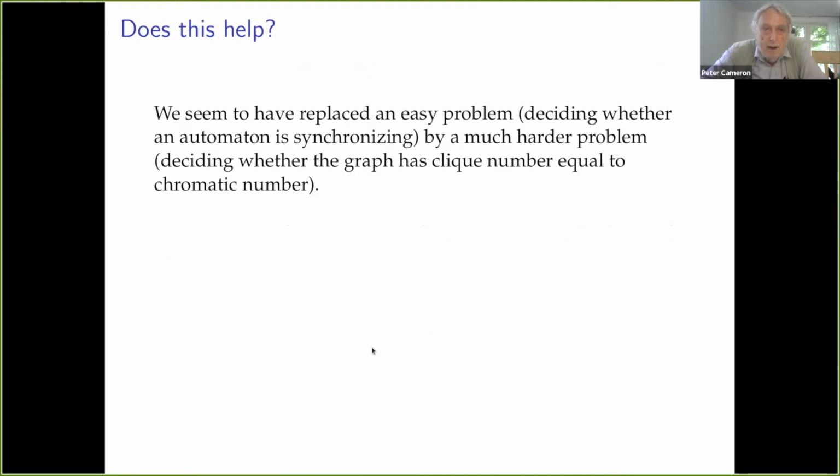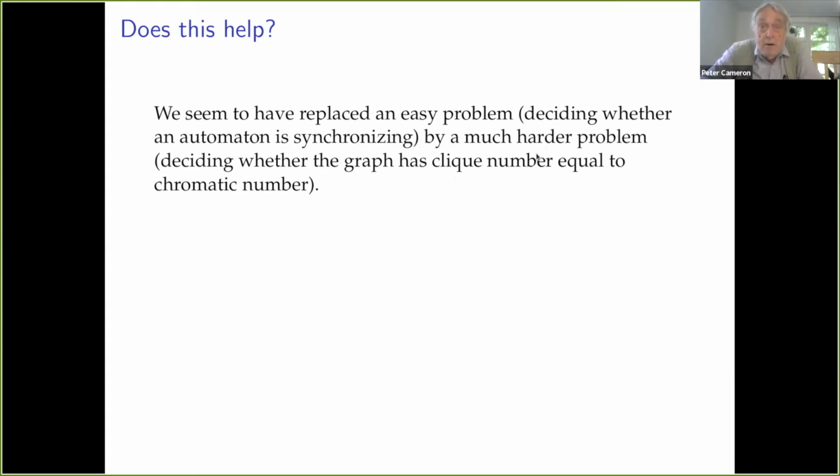So what's the good of that? Deciding whether an automaton is synchronizing, I didn't mention this earlier on, but there's a polynomial time algorithm that will take an automaton and decide whether or not it's synchronizing. So it's easy to decide whether an automaton is synchronizing. It may be more difficult to decide what the shortest synchronizing word is, but we can decide whether it's synchronizing.